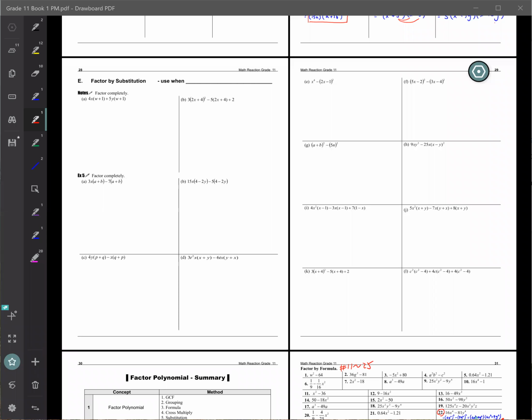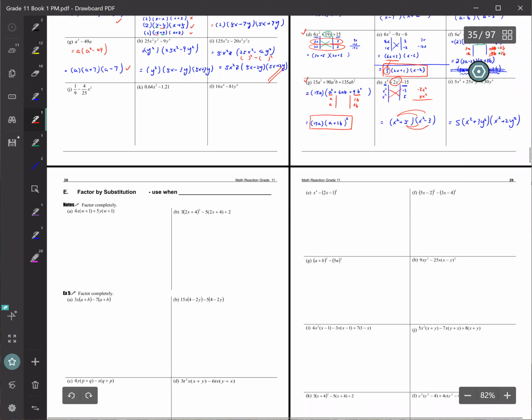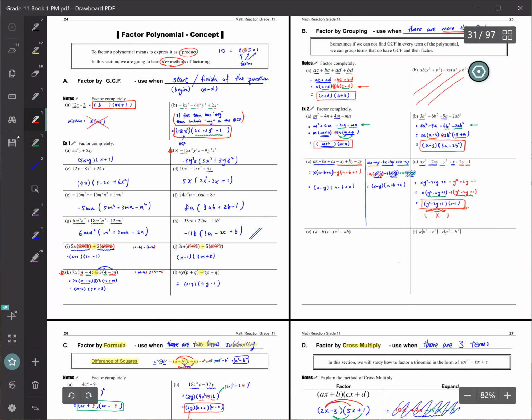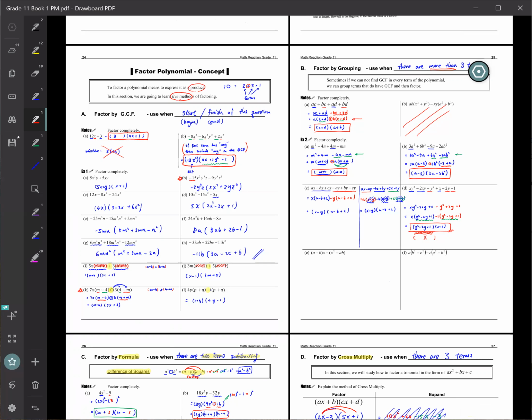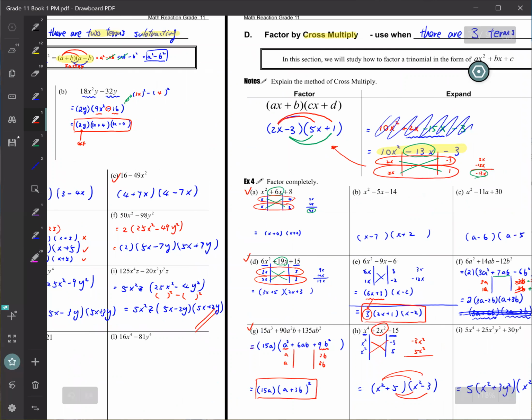So the last method is called factor by substitution. You can see that every question here, on page 28, has brackets. Look at the 2 pages, there are a lot of brackets. So it's a mix of other methods together. You will need to know your GCF, how to take out GCF. Grouping won't be needed in substitution. You need to know how to apply the formula, the third method. And you also need to use cross multiply.